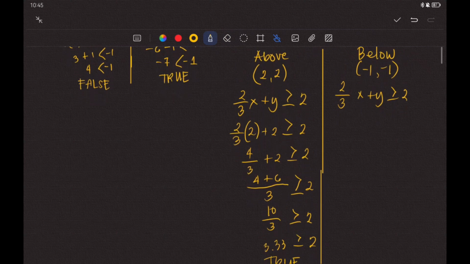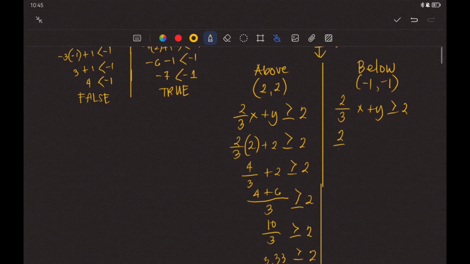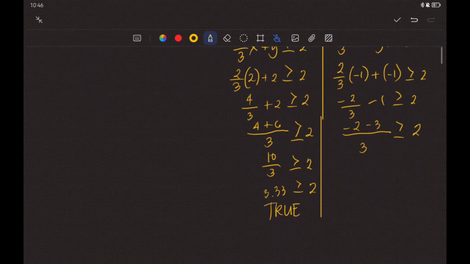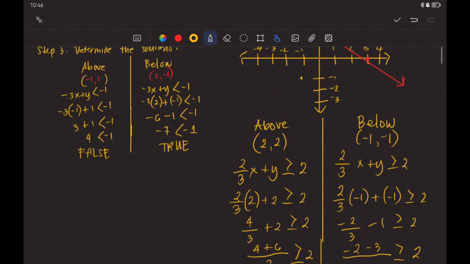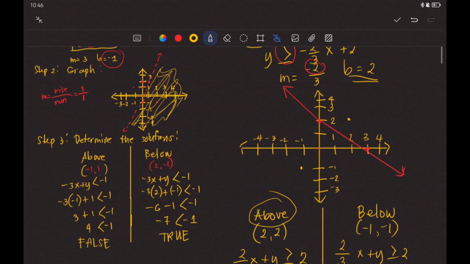For the below part, let's solve this one. 2/3 x. Our x here is negative 1 plus negative 1 is greater than or equal to 2. This is negative 2 over 3 minus 1 is greater than or equal to 2. This will become 3, negative 2. This is clearly false. So our solution is the above. So we need to shade the above part. So this is the solution.